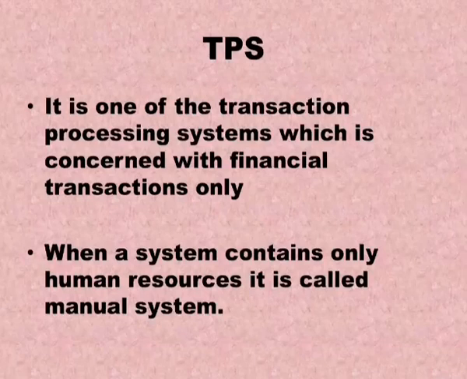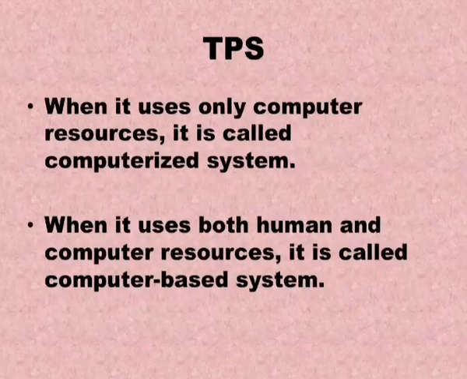When a system contains only human resources, it is called a manual system. When it uses only computer resources, it is called a computerized system, and when it uses both human and computer resources, it is called a computer based system. These steps can be explained with the example of the use of an automatic teller machine, that is ATM facility, by a bank customer.